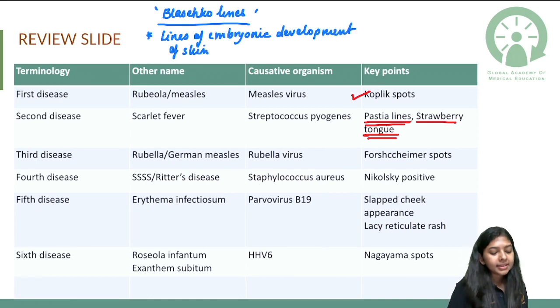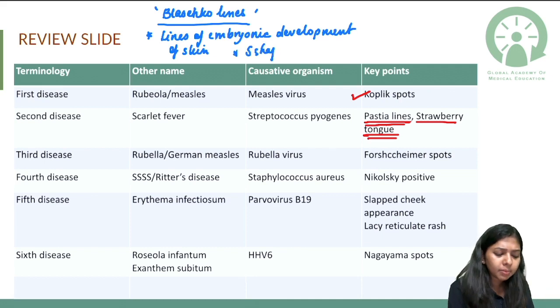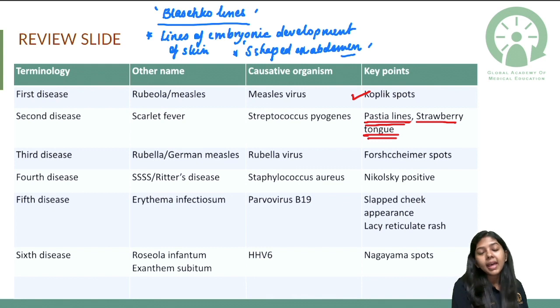Right? These are lines of embryonic development of skin, Blaschko's lines. How will you identify them? They are present on the entire body. They are linear on the extremities, and on the abdomen they are S shaped or spiral. So they are S shaped on the abdomen. I'll put a picture next time, okay? So this is how you identify the Blaschko's lines.